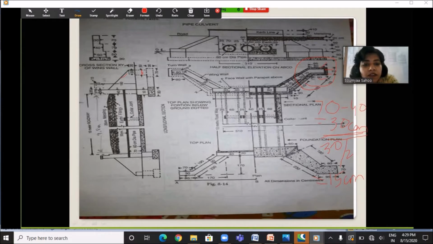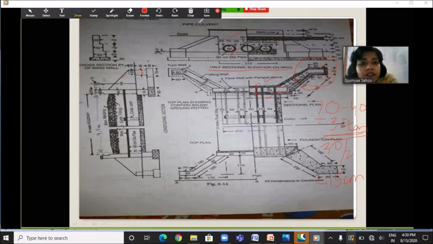Now let's see. Here the width of the face wall is given as 50 cm from this point to this point, and on both sides the width of the offset is 15 cm. So if we add 50 plus 15 plus 15, we get 80 cm. So 80 cm is the total width of the trench where the excavation work is to be carried out. Okay. And if you see the half sectional elevation on ABCD, here you can see 3 pipes having internal diameter 60 cm and external diameter 70 cm.